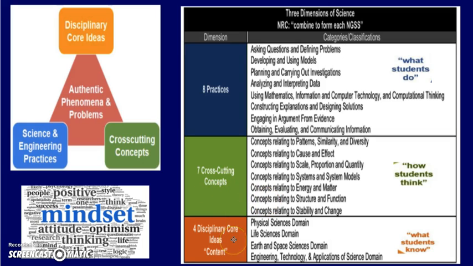The 4 disciplinary core ideas, you're familiar with 3 of them: physical science, life science, and earth science. They have added engineering in here as well. So all 3 of these go together to help students make sense of things. And notice what this diagram has connecting all 3. They have something called authentic phenomena and problems.